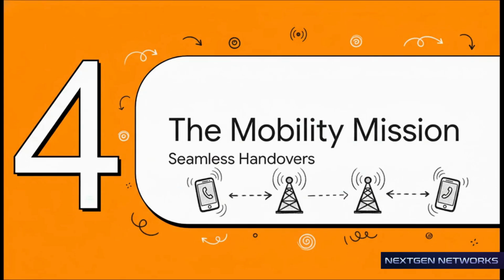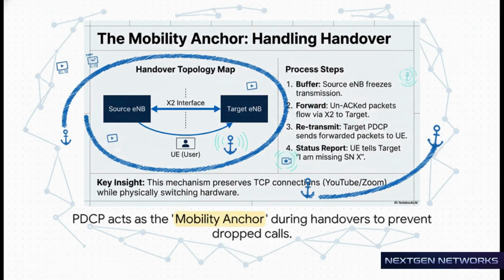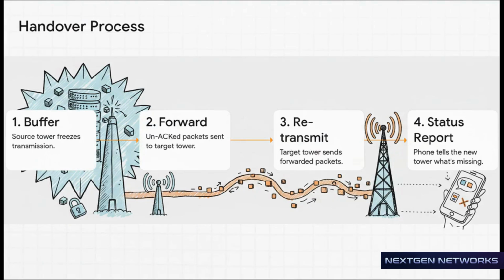All right, now for what is, I would argue, PDCP's most complex and, honestly, its most magical function, managing mobility. This is all about making sure your connection survives as you move through the world. So when you move from one cell tower to another, PDCP transforms into what we call the mobility anchor. It's the one single stable point in the entire protocol stack that makes sure the handover is totally seamless to the apps running on your phone. The whole process is like this beautifully choreographed four-step dance.